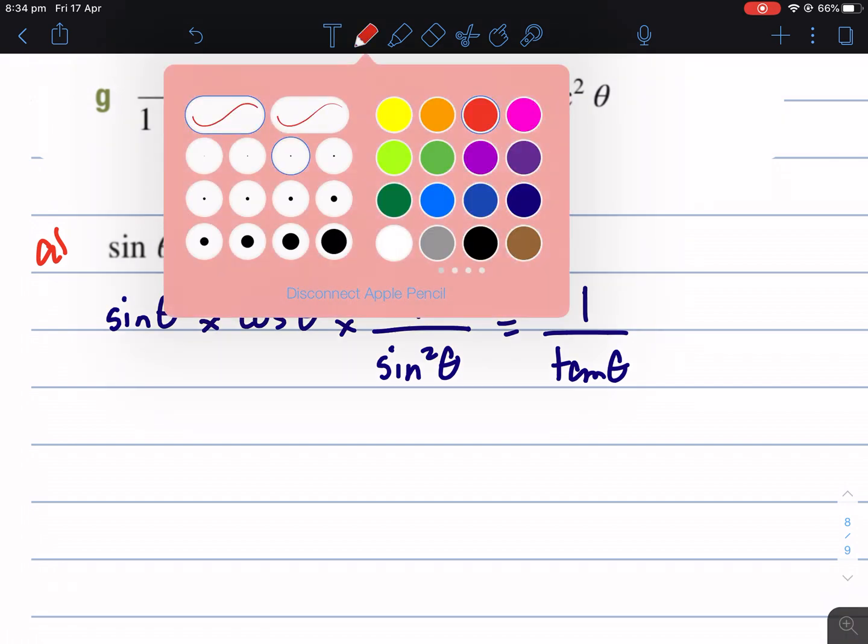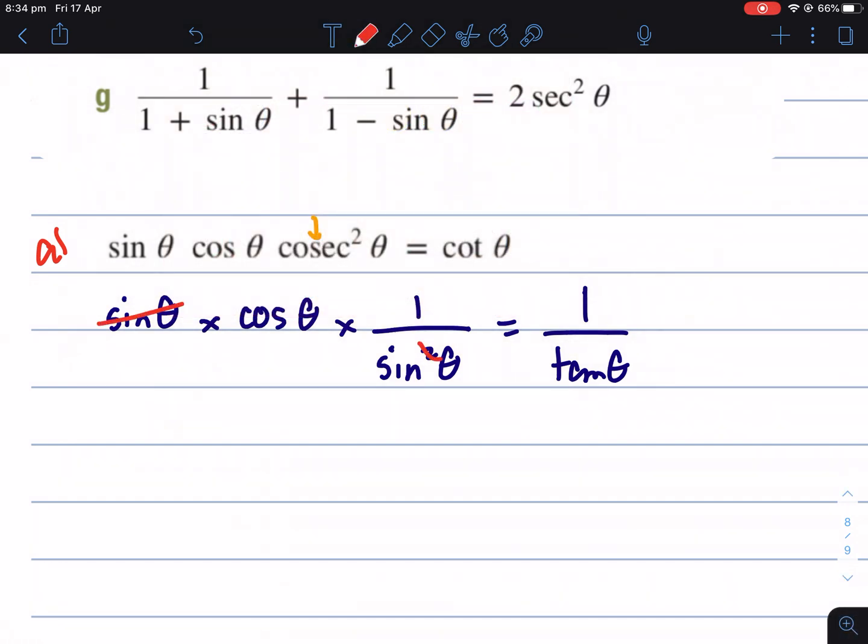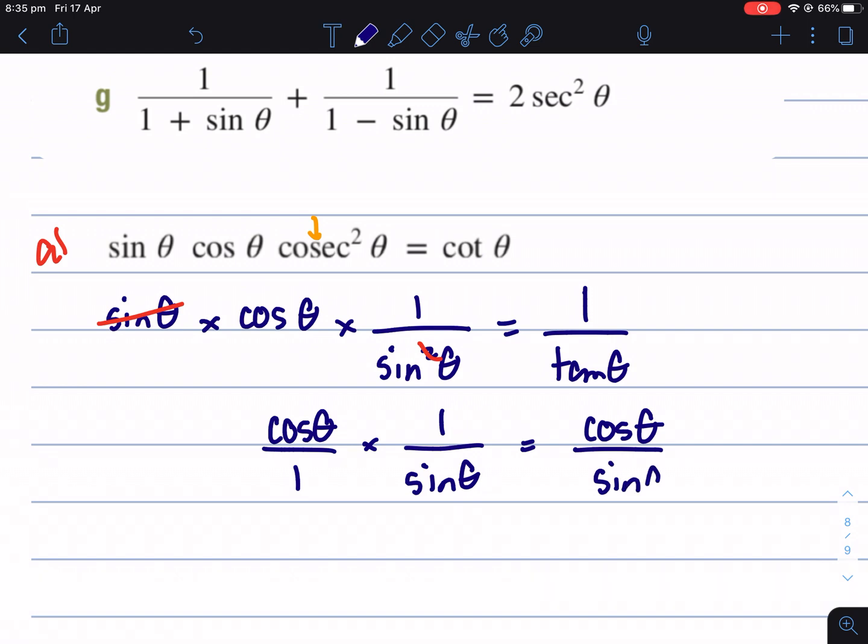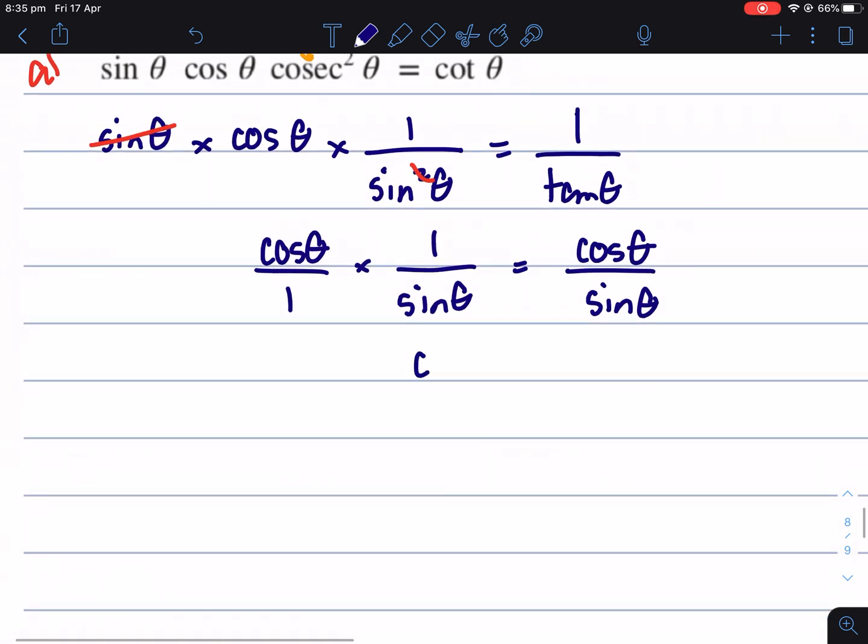Now sine squared theta and sine theta, the squared's going to cancel, so we're going to end up with cos theta over 1 times 1 on sine theta. Now 1 on tan theta is tan theta upside down, so that's cos theta on sine theta, which you can plainly see we've got.